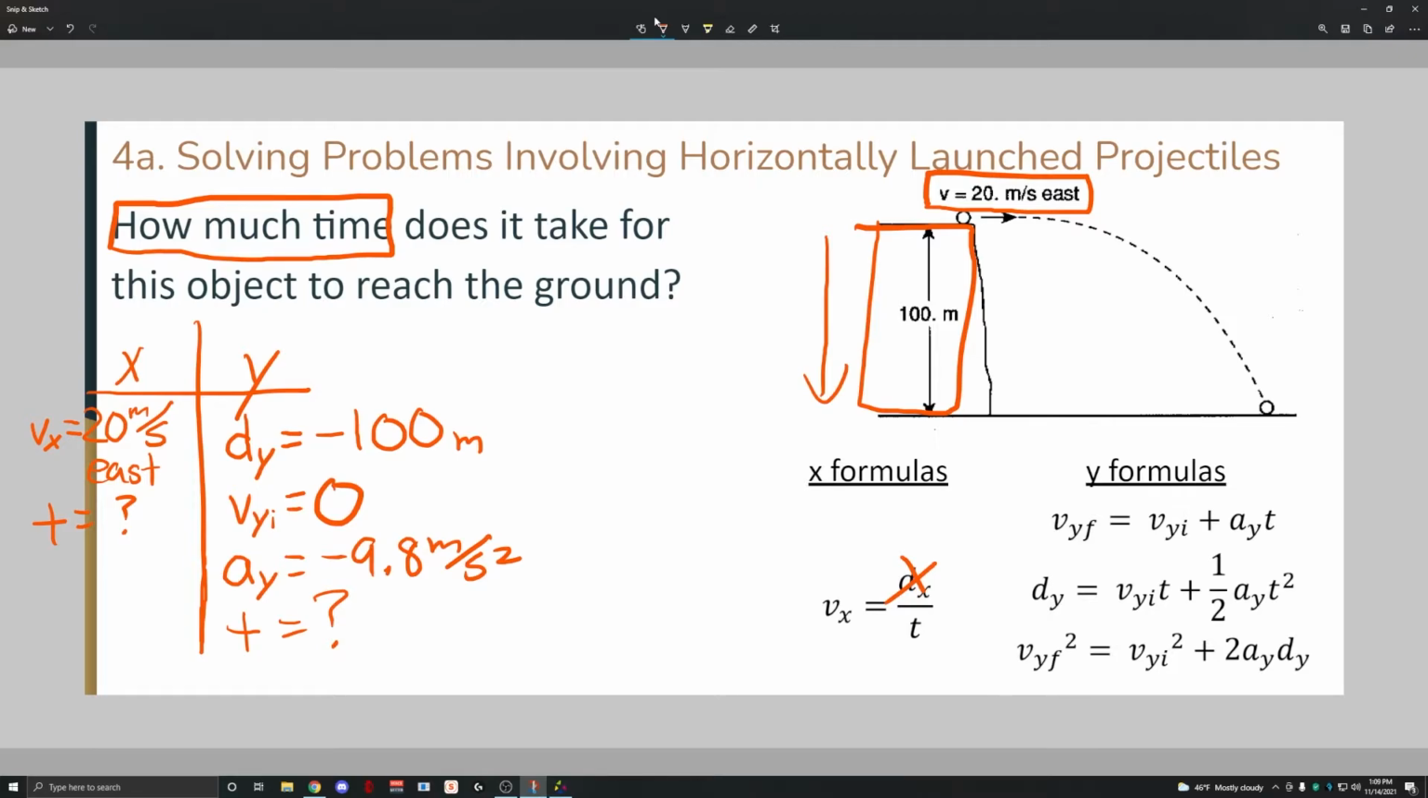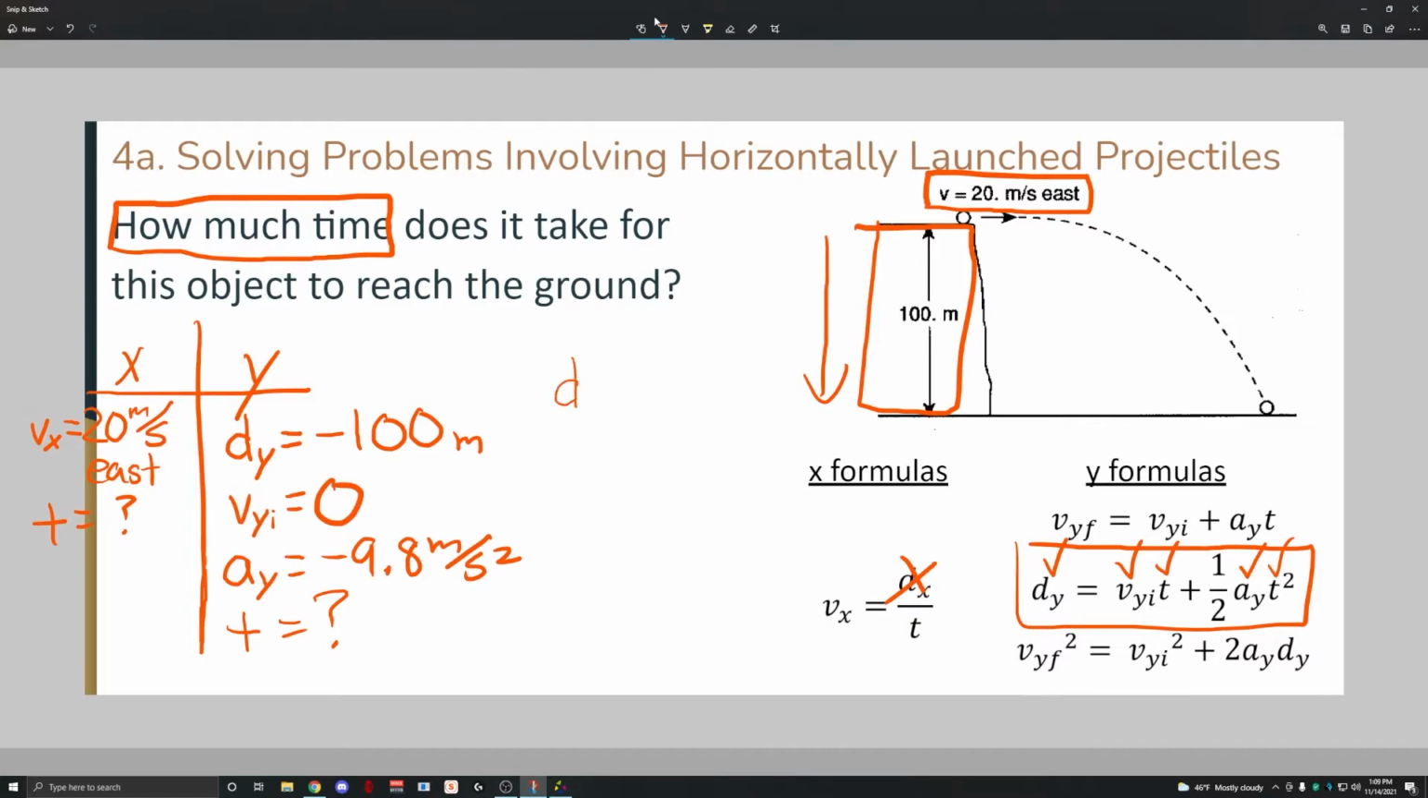And which formula on the y side are we going to use? Think back to unit 1. Which formula has everything you have? Well, we know what dy is. We know what vyi is. Do we know what t is? Well, we're solving for t. We know what a is, and we're solving for t. So we're going to use this formula over here.